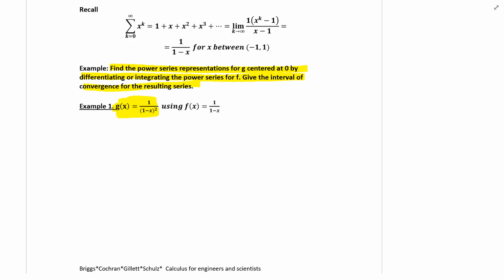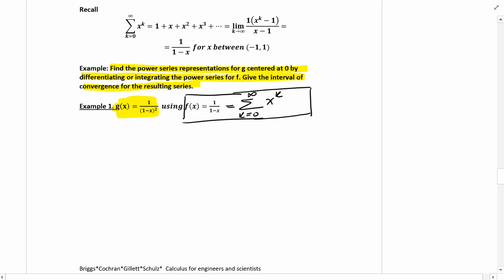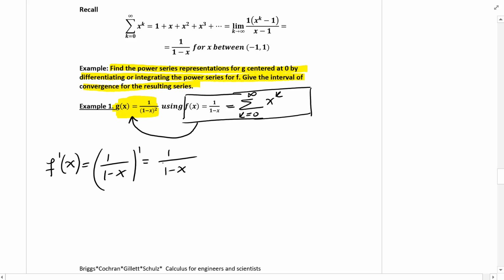So I want you to think of f of x, which is this one, and just above we have that it's actually the sum as k goes from 0 to infinity of x to the k. This is the series that equals 1 over 1 minus x. Now think about the connection between f of x and g of x. I would say if we differentiate f of x, which is 1 over 1 minus x, prime, we are going to get exactly 1 over 1 minus x squared.